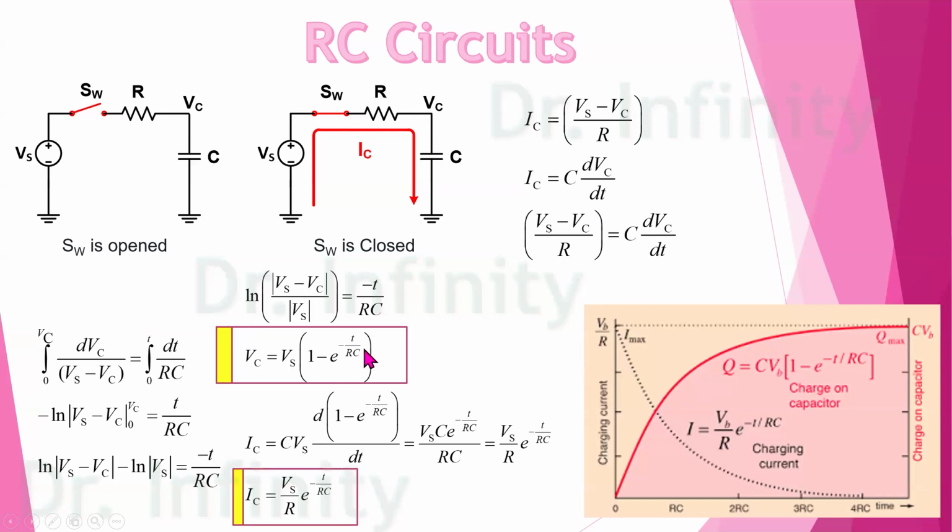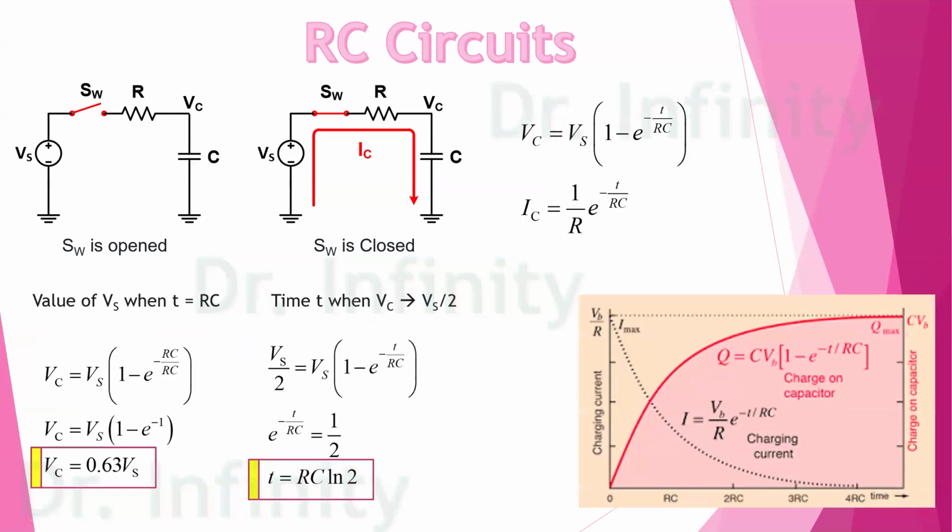So now we can also obtain the IC current. What we need to do is just differentiate this function by dt. Once we differentiate by dt, we will have this expression: Vs over R e to the power minus t over RC. We know that the dimension is correct, Vs divided by R is current. So now we have two expressions for the VC and IC respectively. You need to derive this equation by yourself to get a better understanding.